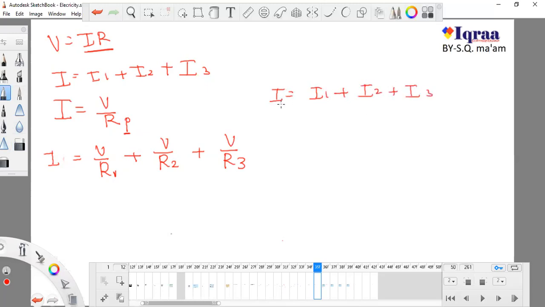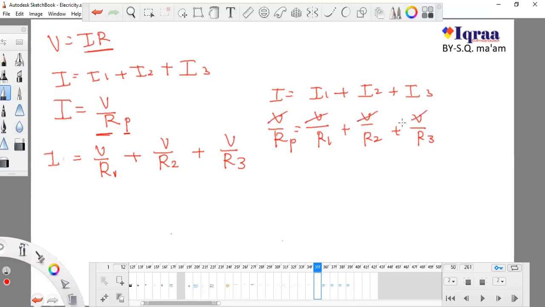In place of I, I can put V upon R. I know this. That is R_P, P for parallel, because I'm doing this for parallel. For I1 I can write V upon R1, for I2 I can write V upon R2, and for I3 I can write V upon R3. Now I can cancel out these three.